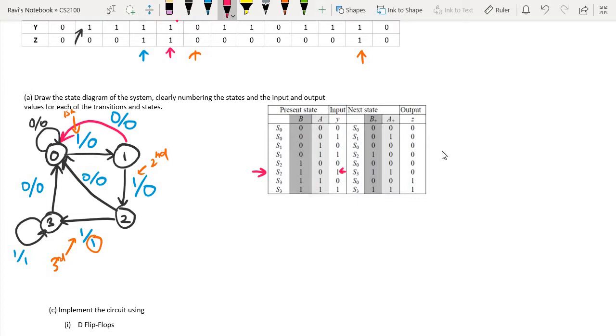Correct? Okay, my input here is a 1. So at this point of time, I already have 3 ones. Correct, I already have 3 ones. Then why is it that my output here is still 0? Correct, that is one common question.